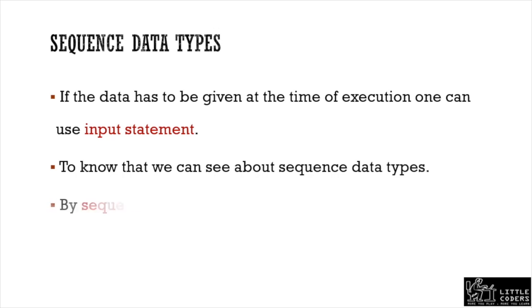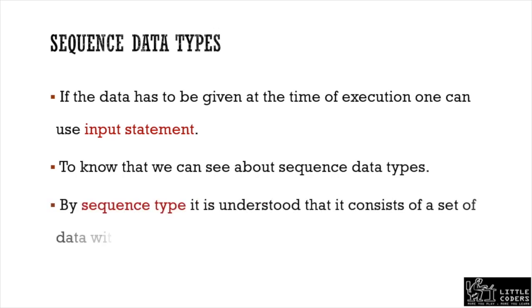So, how to use the input statement, how we are going to give the input in the Python program. To know that, we have to learn about the sequence data types. As I said earlier, we were discussing numeric data types. Now we are going to discuss sequence data types. A sequence data type consists of a set of data with one or more than one type of data. What I mean by that is, I can have three numbers, 78, 45, 35.